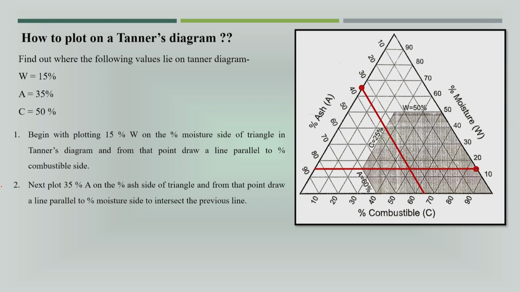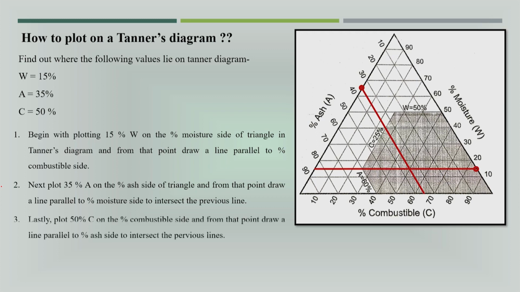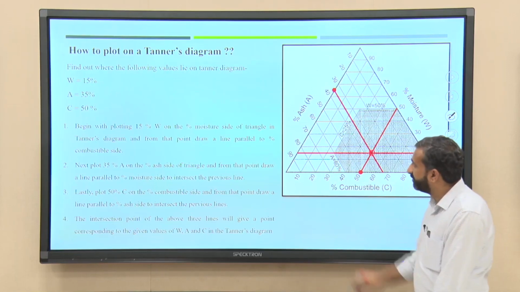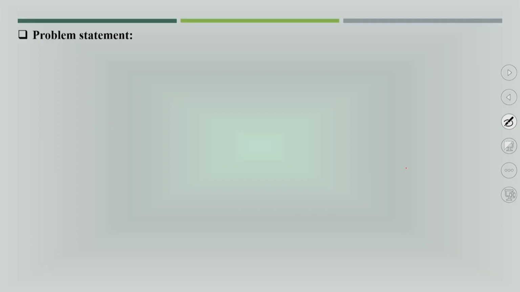And now, for C, combustible percent 50%, this is the 50%, and draw a parallel line to the ash side. Now we will get one particular point. The intersection point of the above three lines gives a point corresponding to the given values of W, A, and C. So, here we got the value of that particular waste characteristic. Based on that, we will go for one problem also, and then we can see.